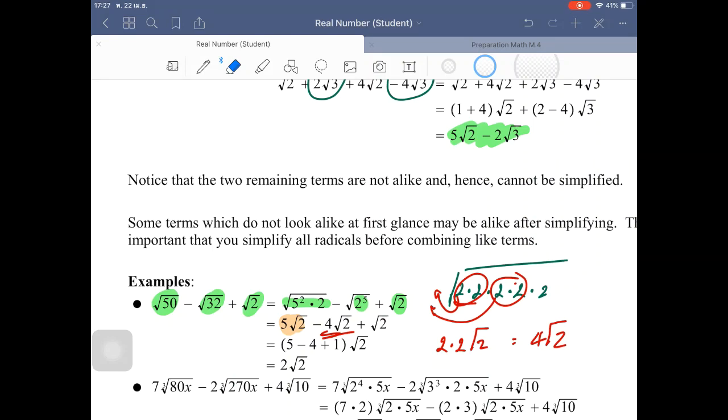So what you can see here is the same radical and same index. So you can combine these 3 terms. So the final answer will be 2 square root 2. That's it.